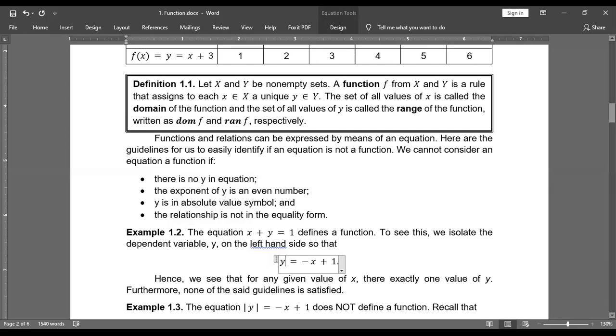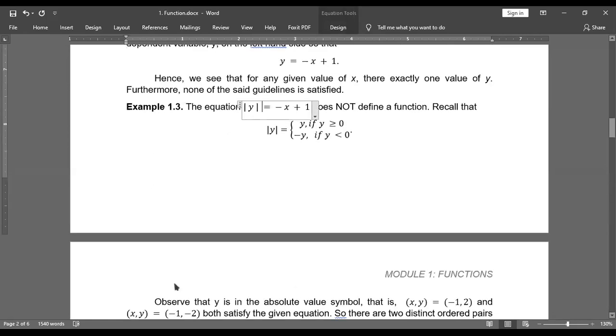Example 1.3. The equation absolute value of y is equal to negative x plus 1 does not define a function. So let's recall the absolute value concept. When do we have an absolute value?